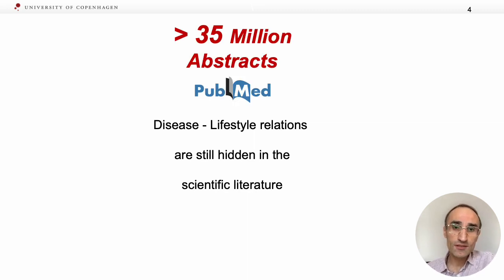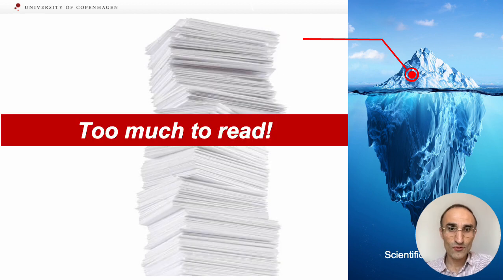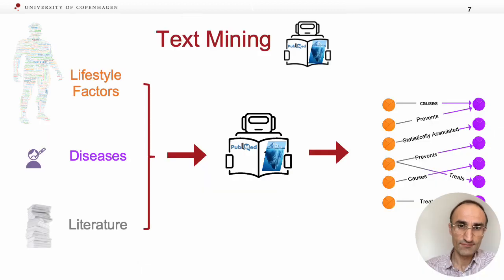There are more than 35 million abstracts in PubMed, and this is just the visible part of the iceberg if we consider full text articles. No matter if you consider only abstracts or full text articles, they are too much to read. So we need text mining.